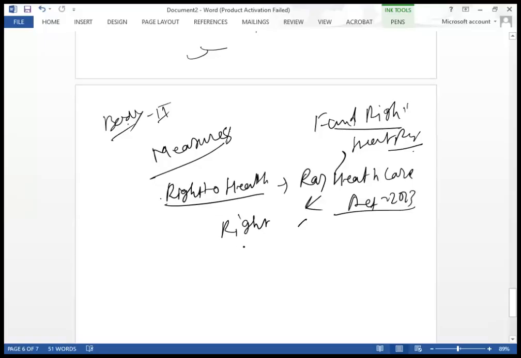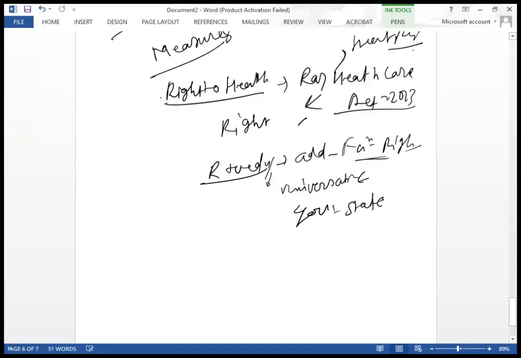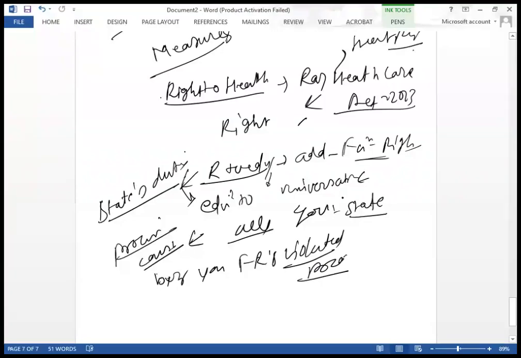So in a similar way, like right to education was added to the fundamental rights, it became universal access, and it became the government's or state's duty, obliged to provide education to all. If they are not able to do so, then you can proceed to court, because your fundamental rights are violated. So these are the protections. So the government should make right to health a part of fundamental rights.